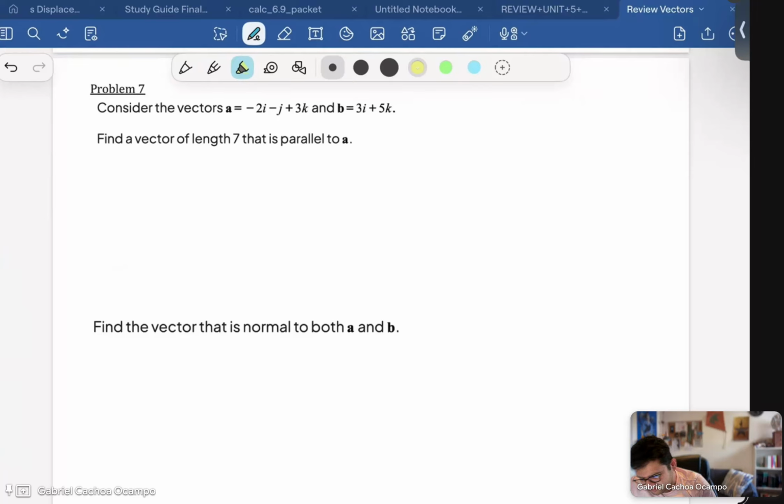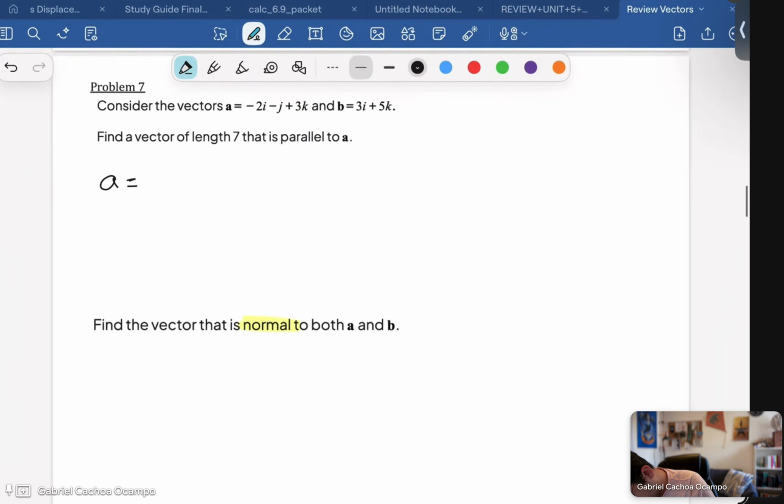Problem 7. I think that this is a very easy problem, so we only need to read it carefully, and there is a weird word in here. I have that my vector A is -2, -1, and 3, because that is how I write it in component form. This is the way I write it in unit vector form, and this is my component form.